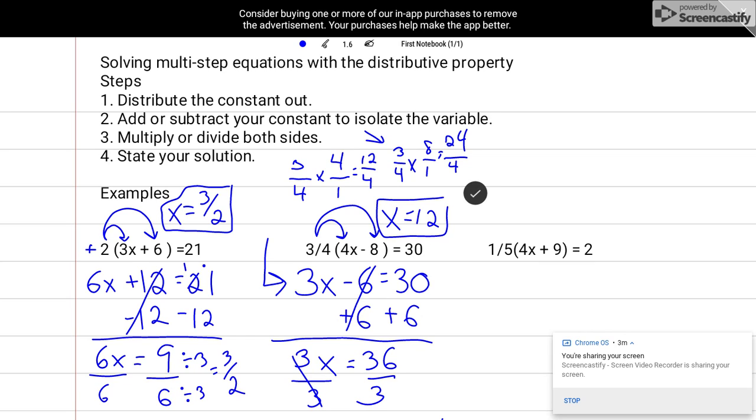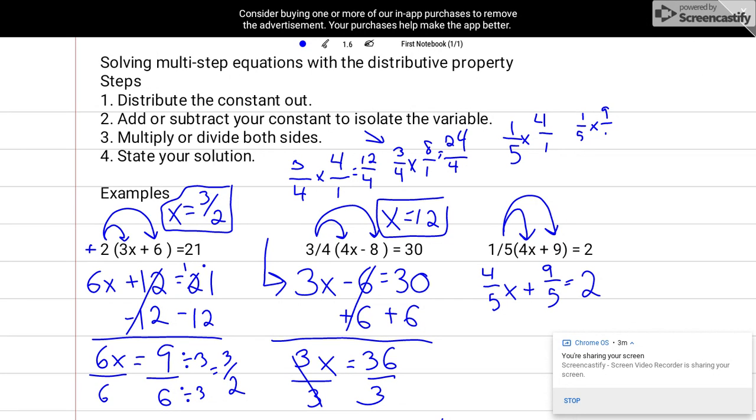And let's try this last one over here. So I have 1/5 times 4x. So 1 over 5 times 4 over 1, because it's a whole number. This is just going to give me 4/5 x. And we'll multiply here. It's going to be positive. 1/5 times 9 over 1. That's going to give me 9/5 equals 2.